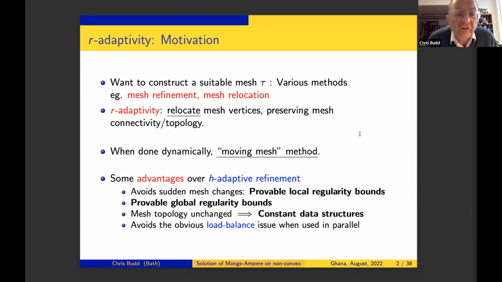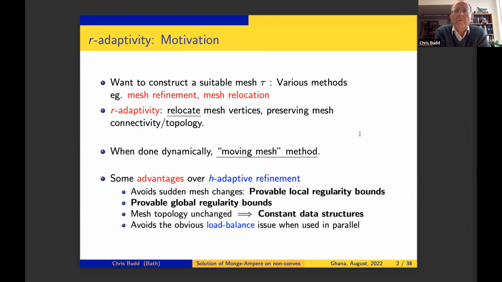Why isn't it used as much? Well, one reason is that it's somewhat harder to set up. It's very easy just to divide a triangle. It's harder to move mesh points around. And a second is that it's got a bit of a bad reputation for introducing tangling in a mesh, where mesh points cross over each other. And that means that people are kind of reluctant to use it for that reason.